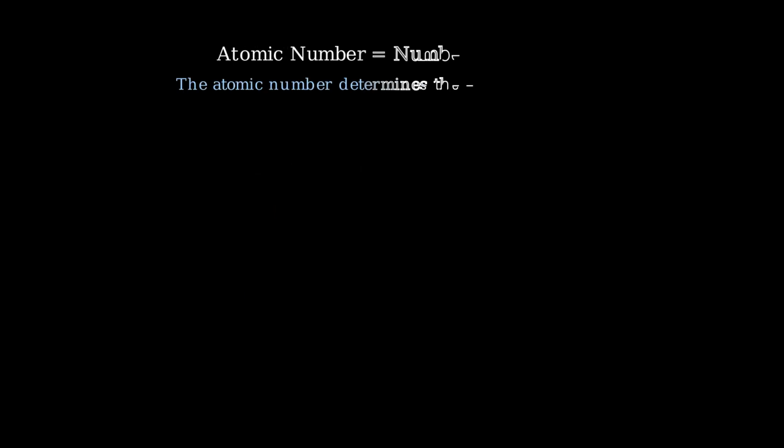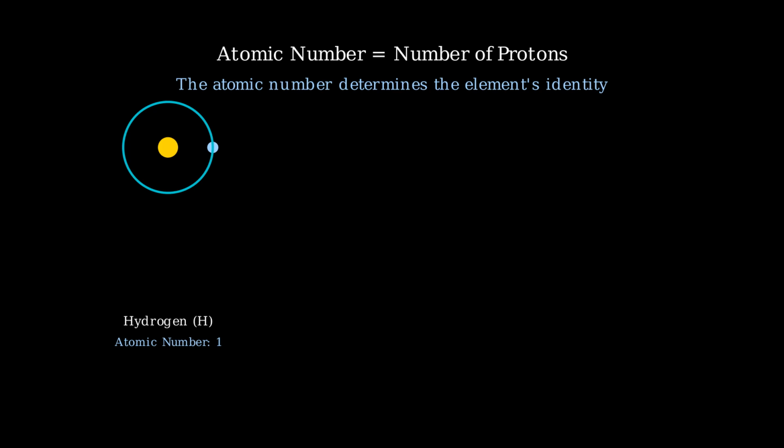The most important concept to understand is that an element's identity is determined by its atomic number, which is simply the number of protons in its nucleus. Let's start with the simplest element, hydrogen. With just one proton in its nucleus, hydrogen has an atomic number of 1. If we add one more proton to the nucleus, we get helium with atomic number 2. Notice that helium also has 2 neutrons and 2 electrons.